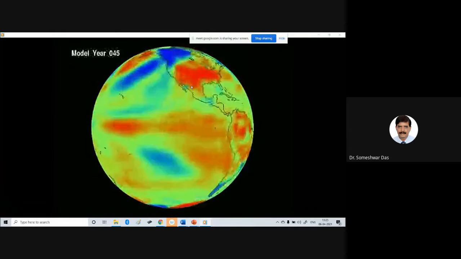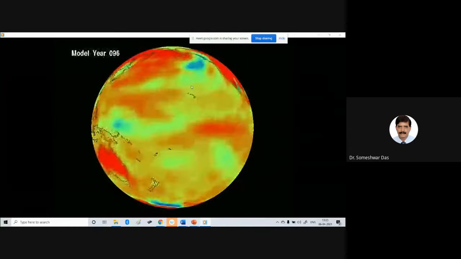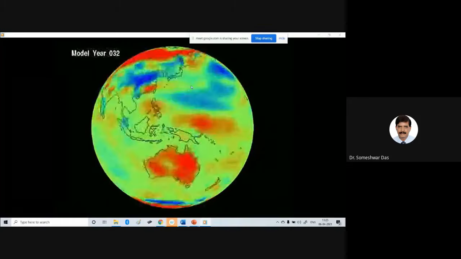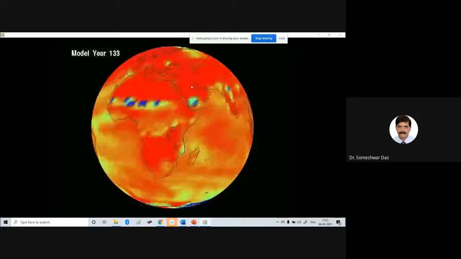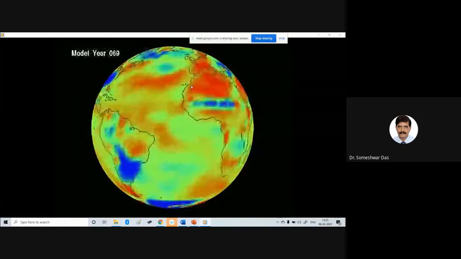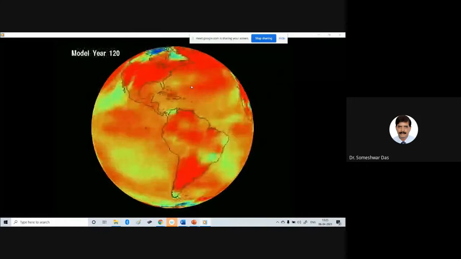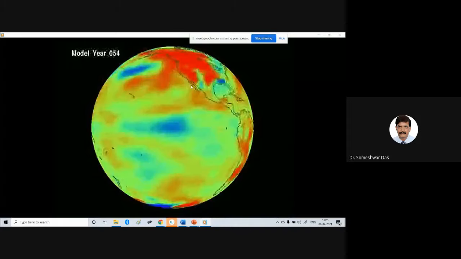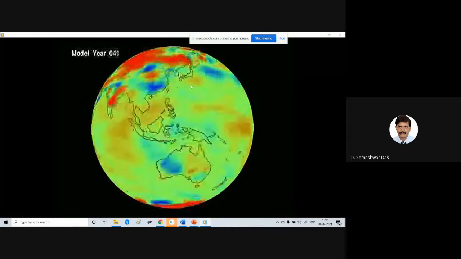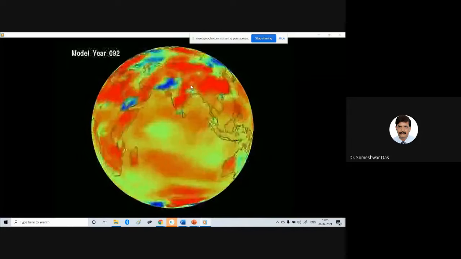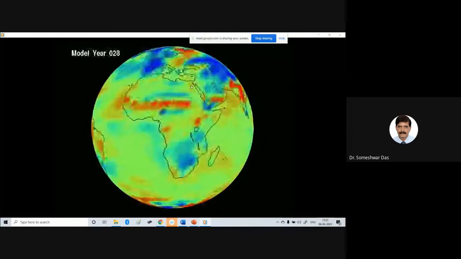So how the temperature will increase or decrease with time, that is what is shown in this simulation. This simulation is again obtained by a global climate model of NCAR. NCAR had the CCM. You might have heard about the CCM, isn't it? GCM and CCM. So this is simulated by the CCM, Community Climate Model of NCAR.